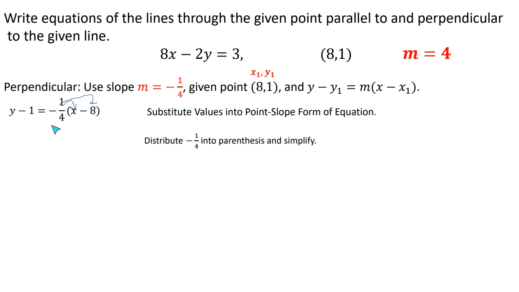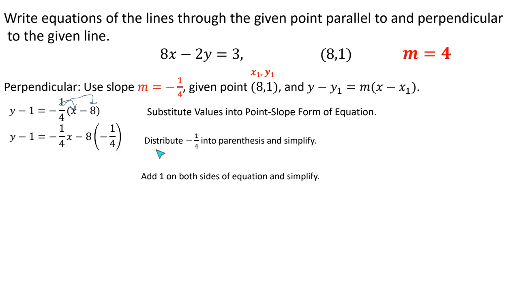Okay, so now that we have our slope, we're looking at perpendicular lines. We're going to distribute the negative 1/4 in for x and into the 8. So we get negative 1/4 x minus negative 1/4 times negative 8. Simplify. So negative 8 times negative 1/4 is positive 2. And then we're going to add the 1. So if we add the 1, we get a 3. And we end up with y equals negative 1/4 x plus 3.